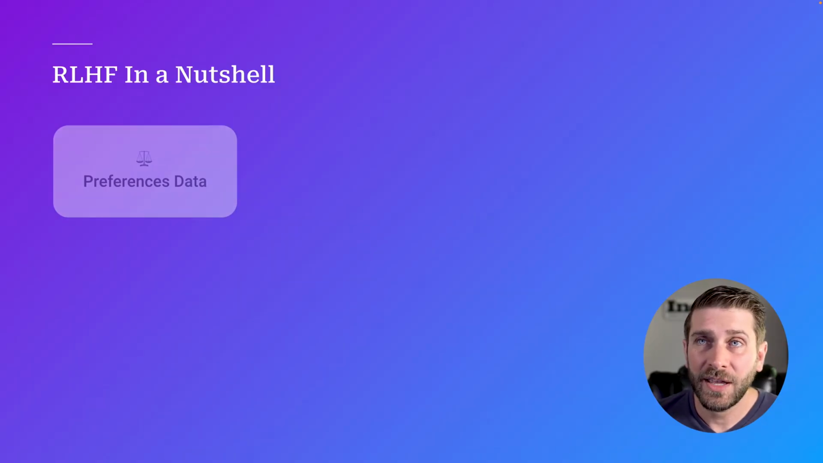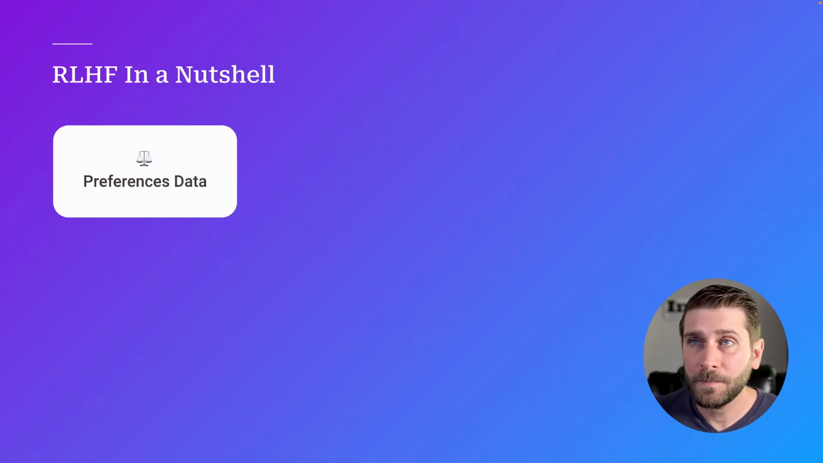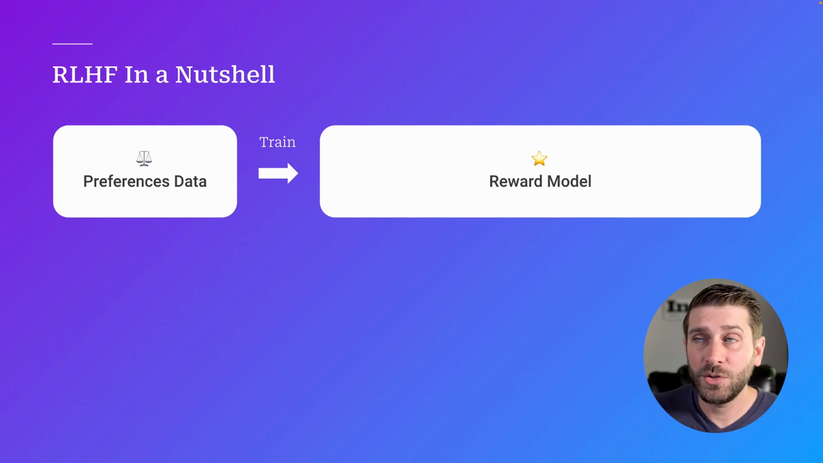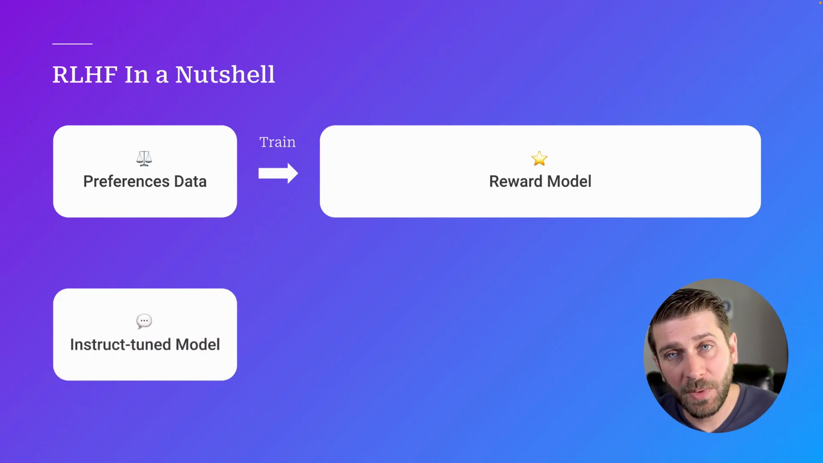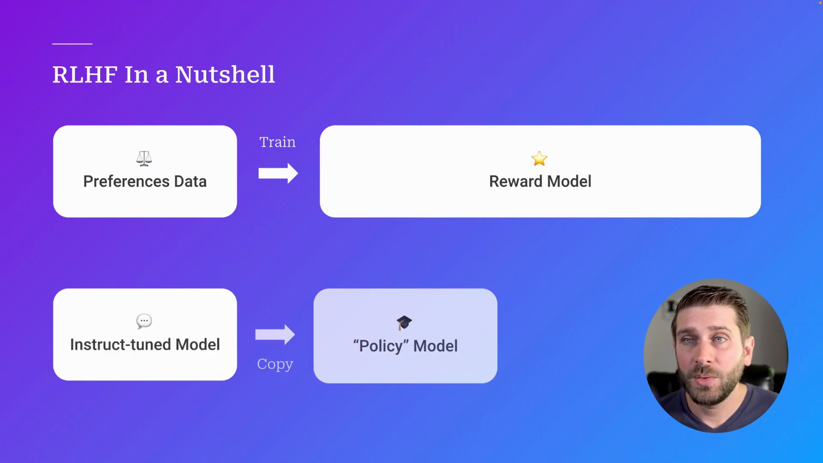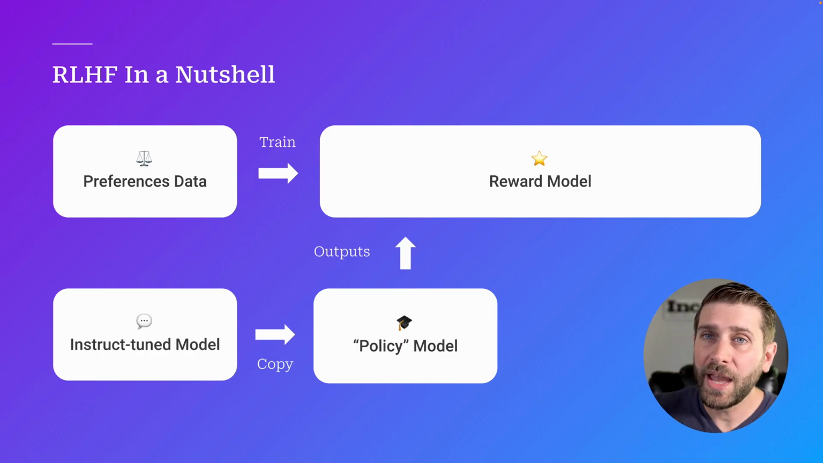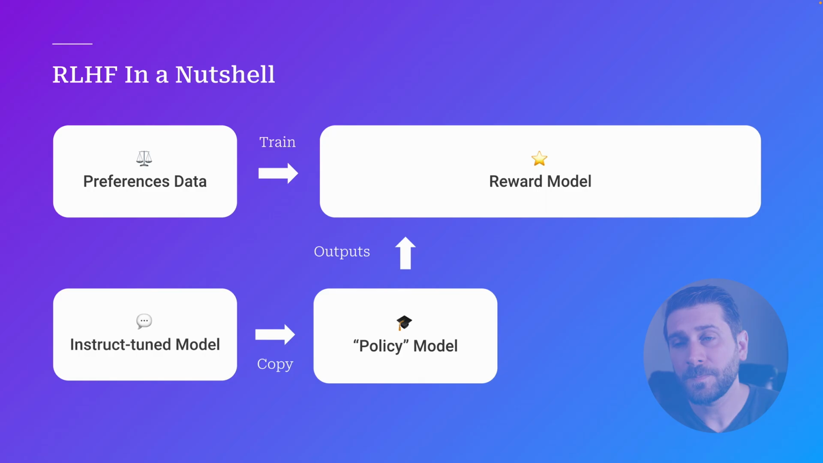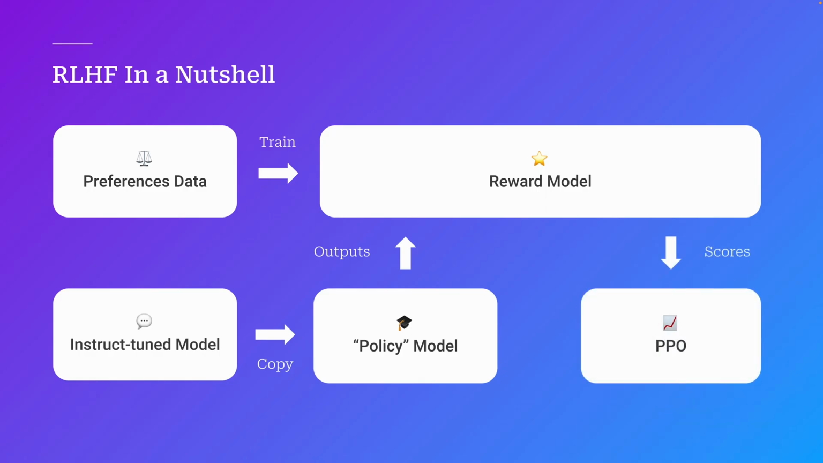RLHF in a nutshell looks like this. You start with your preferences data. That preferences data is used to train this reward model. You have your instruct-tuned model, your supervised fine-tuned model that you make a copy of, which will become your policy model. You'll sample the outputs from the policy model, and then the reward model will tell you the scores. And the scores will be fed into the PPO algorithm along with those prompts and the outputs, and that's used to make updates to your policy model.